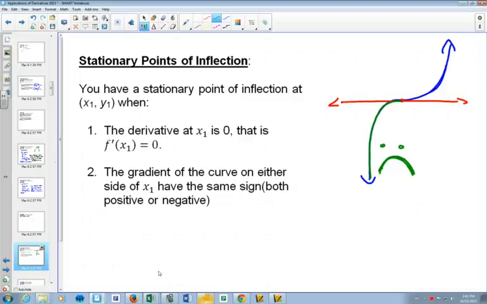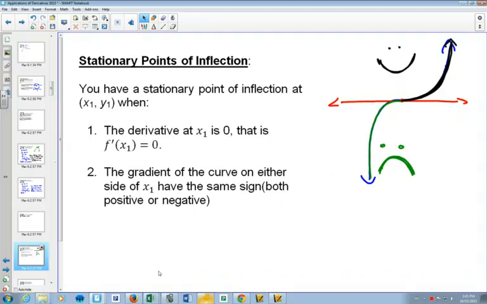After that inflection point, this part of the graph is all curved up, and we would say that's concave up. Where it changes from concave down to concave up, we have an inflection point. And if your inflection point also happens to be a place where your tangent is 0, we call it a stationary point of inflection, because it's an inflection point and a stationary point at the same time.